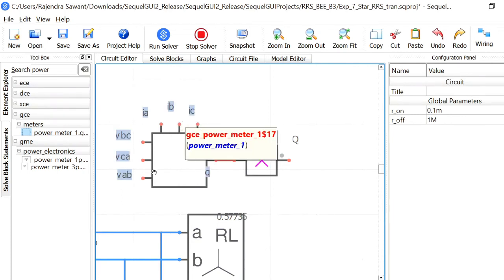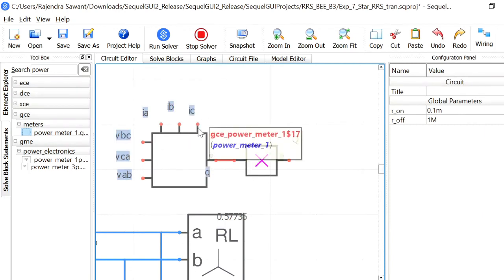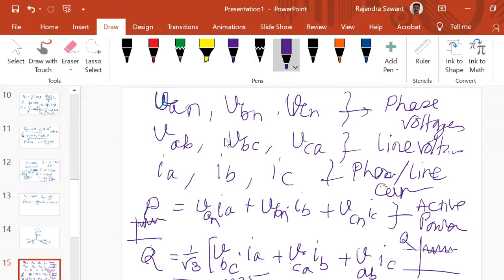Okay, the second equation is VCA into IB. So this is the second product of instantaneous quantities. And third is IC into VAB. Okay, so this sequence must be maintained. Now whatever we are getting is basically this particular bracket. Now multiply it by 1 upon root 3.